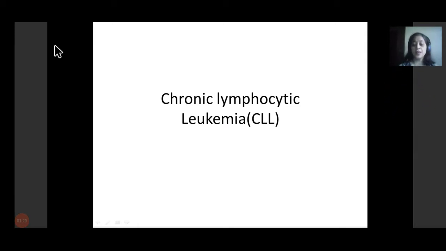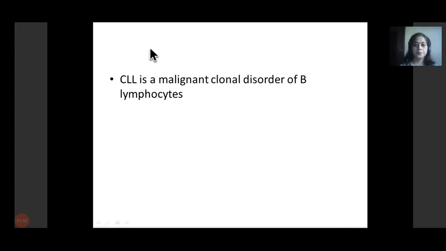So chronic lymphocytic leukemia, as the name suggests, is chronic, that is, of longer duration, not arising abruptly or acutely within a few days. It is involving the lymphoid cell, and it is a leukemic process. That means we are expecting the lymphocyte cell count to be increased in this. So it is a malignant clonal disorder of B lymphocytes when we define this.